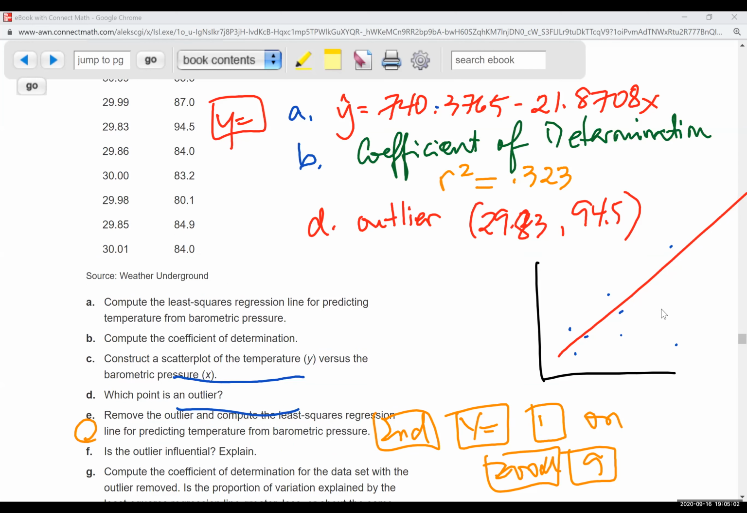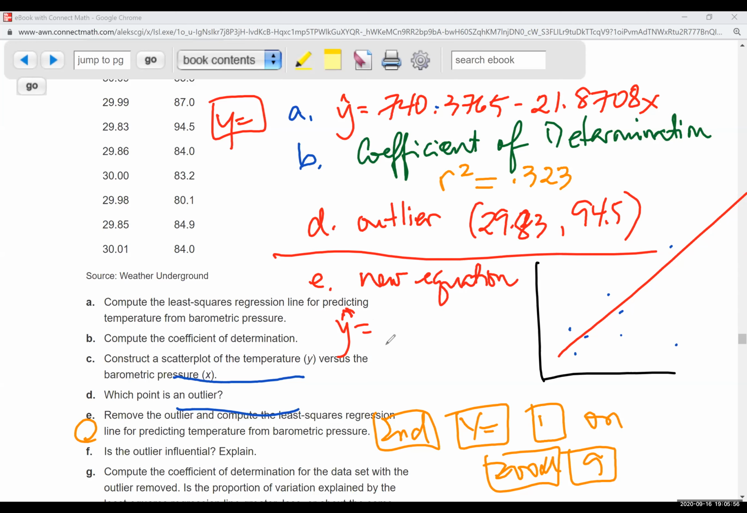So when you delete the outlier, what you're going to do next is scatter plot again. So second y equals, 1, on, zoom 9. And then you should be able to have a new equation. So stat calc 8. You should have a new equation after deleting 29.83 and 94.5.